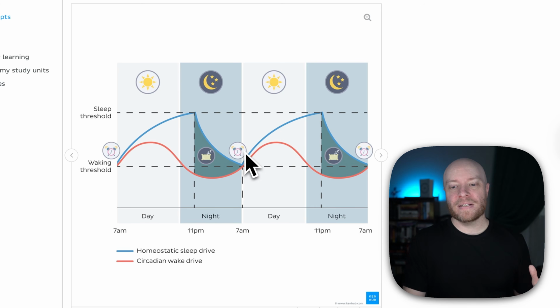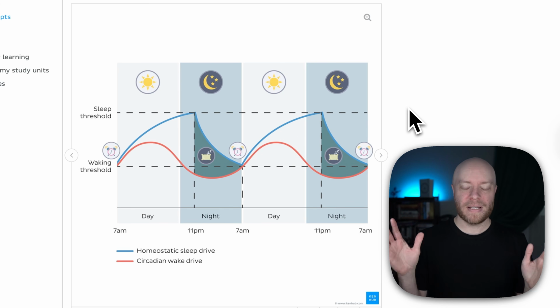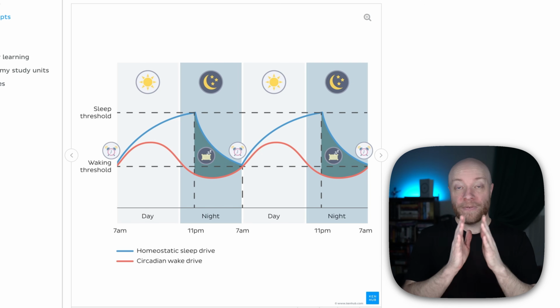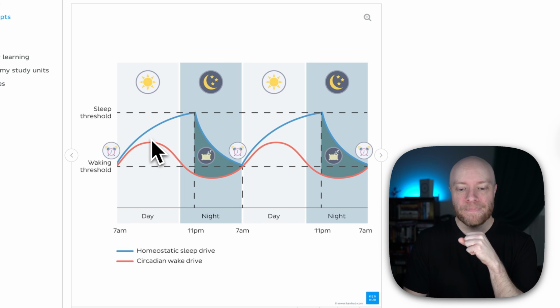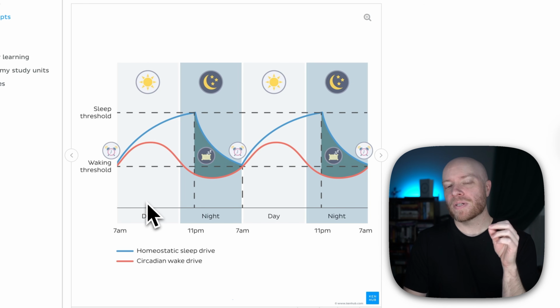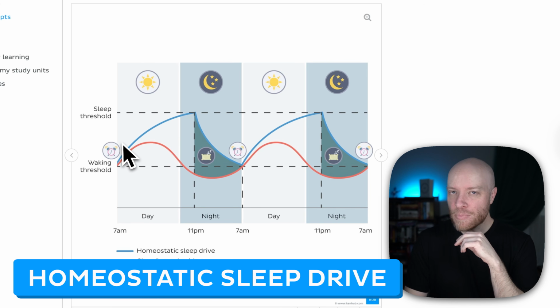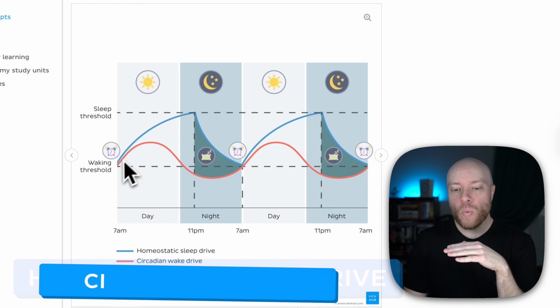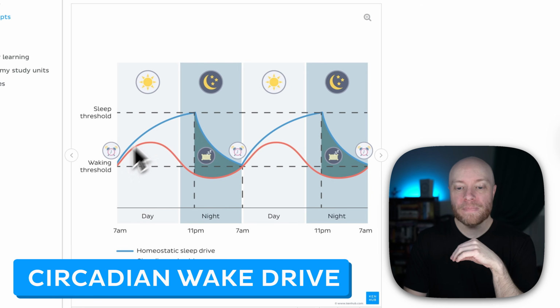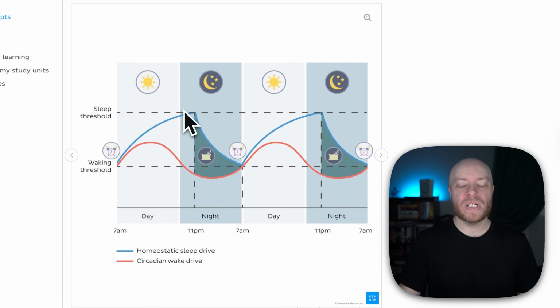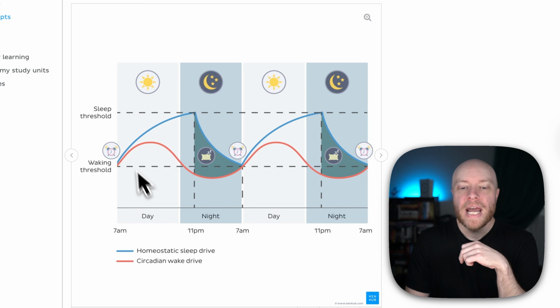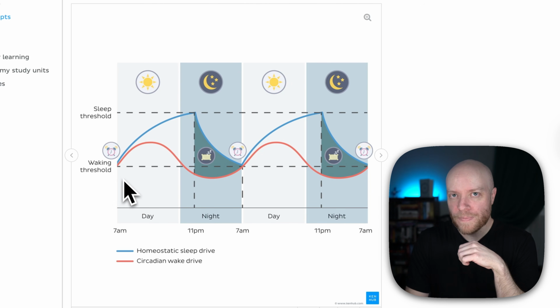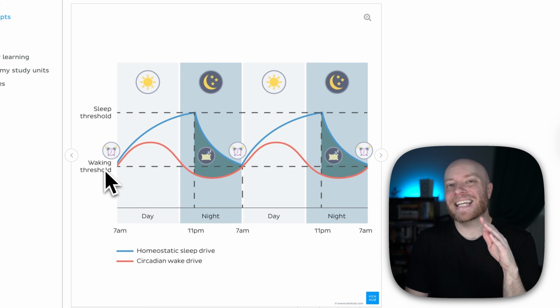Now, what we're going to do is basically just look at this whole process for the circadian rhythm. And the first thing we're going to be taking a look at is these two drives. It's called the homeostatic sleep drive and then the circadian wake drive. So the blue line is going to be your sleep drive. And basically what we're seeing here is you can see it says day, night, and we have times here. This is going to be very, very helpful. And then you can also see there's going to be two thresholds. We have a sleep threshold and then a waking threshold.